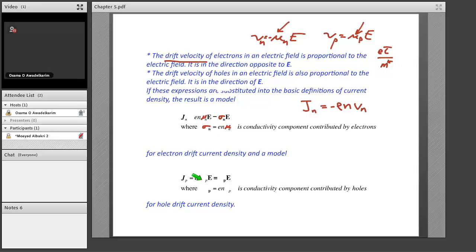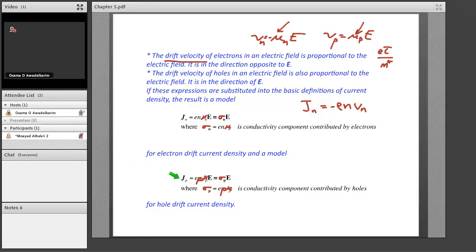Similarly, the drift current from holes is given as Jp, again in terms of a conductivity, sigma p, and this conductivity sigma p is, this is wrong here, this is p. So you might want to correct this. So this is p again. That's the density of holes. Okay, so these are the expressions.